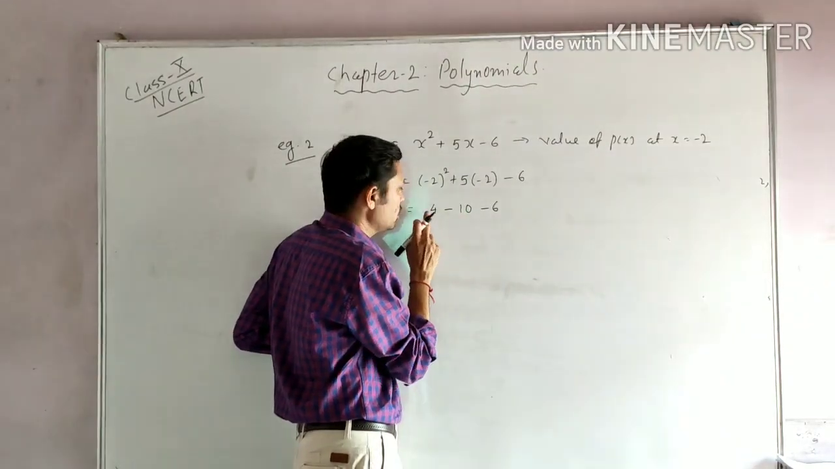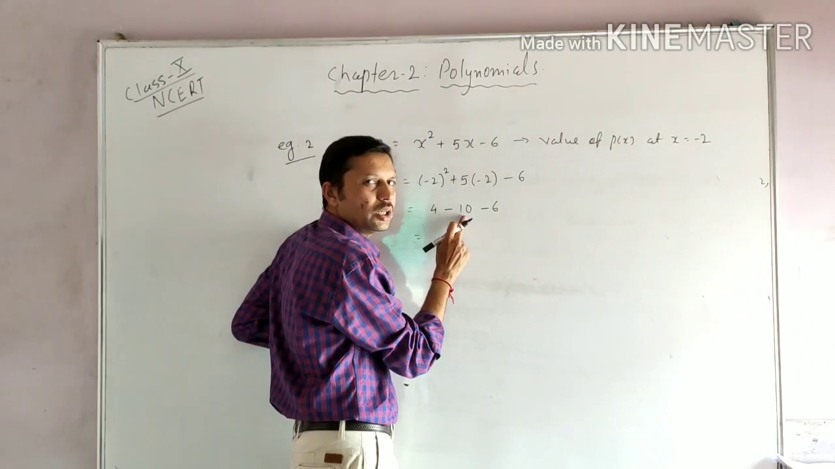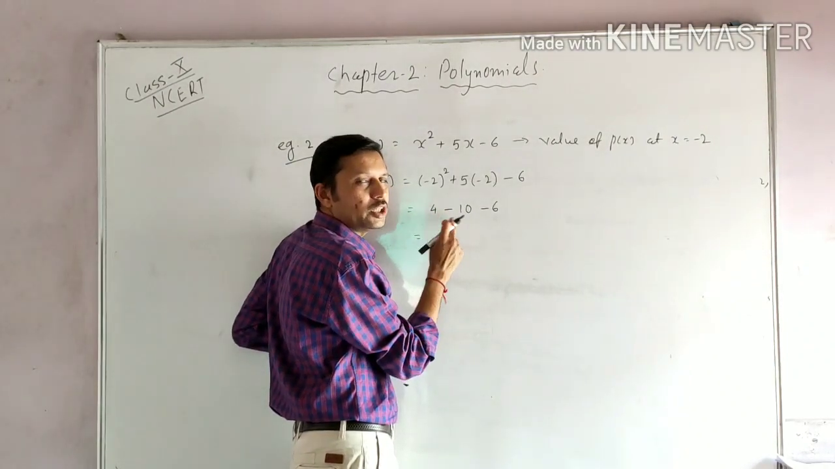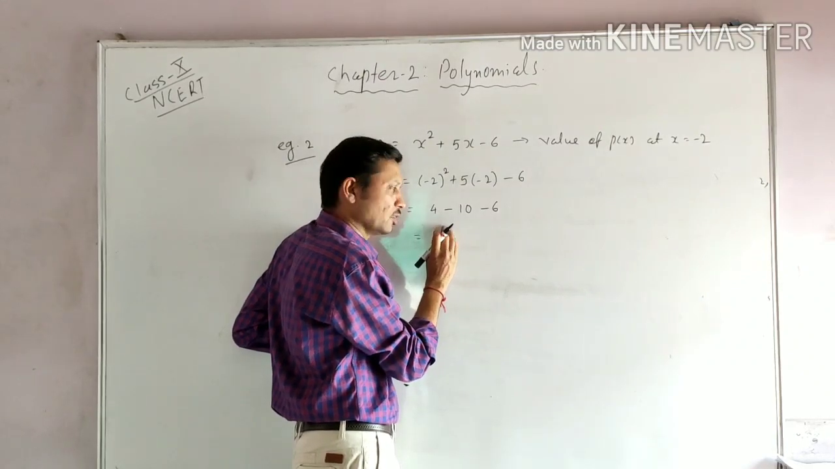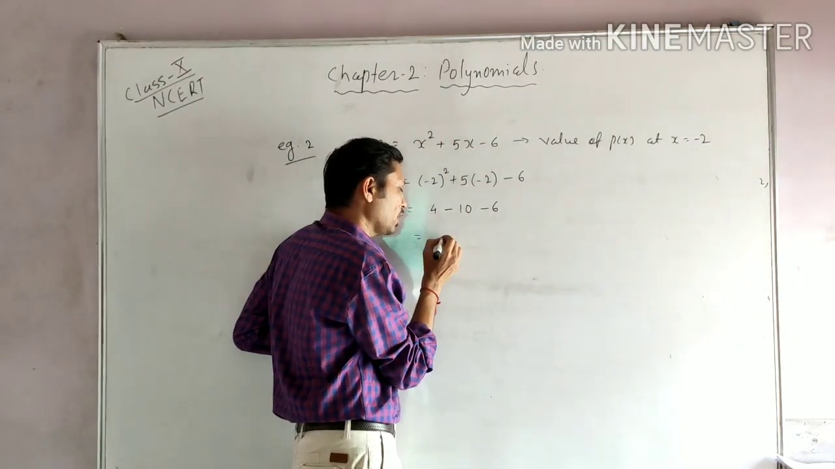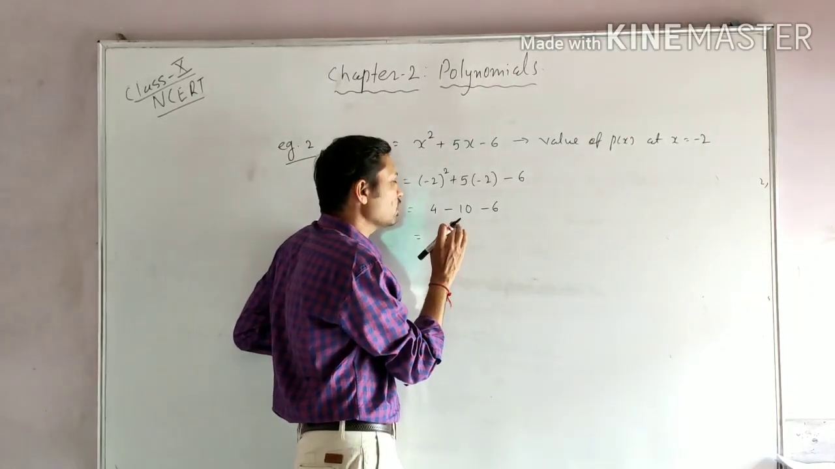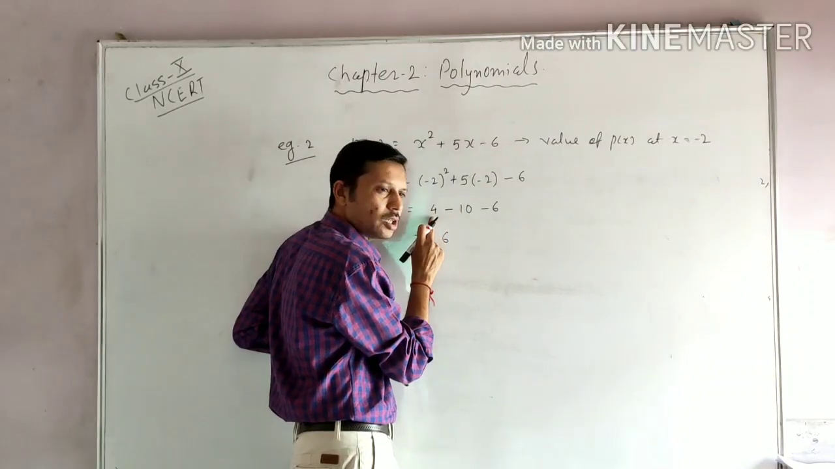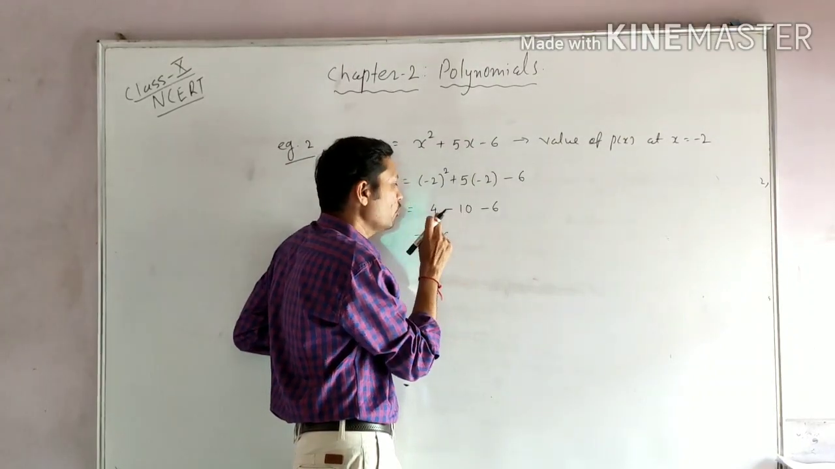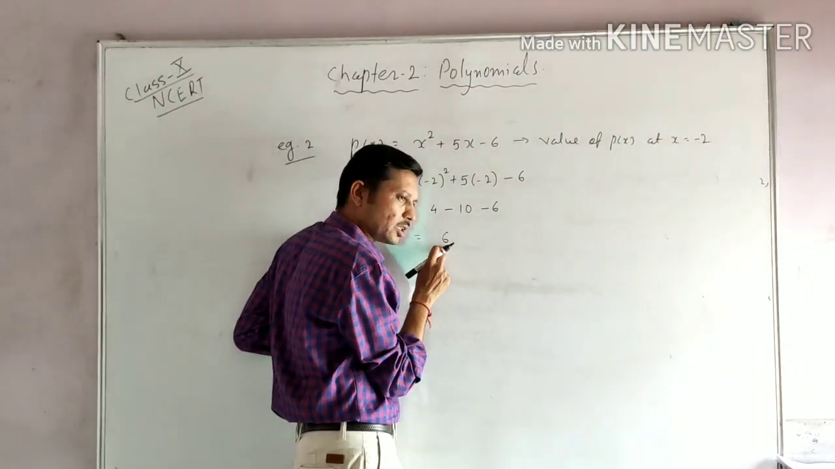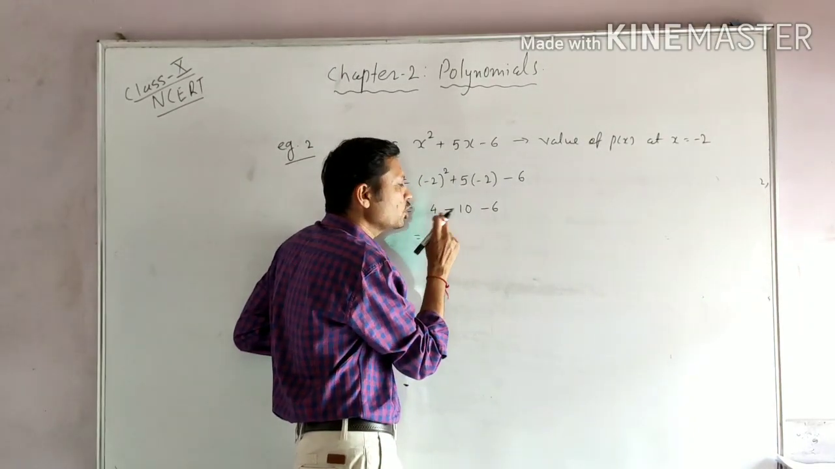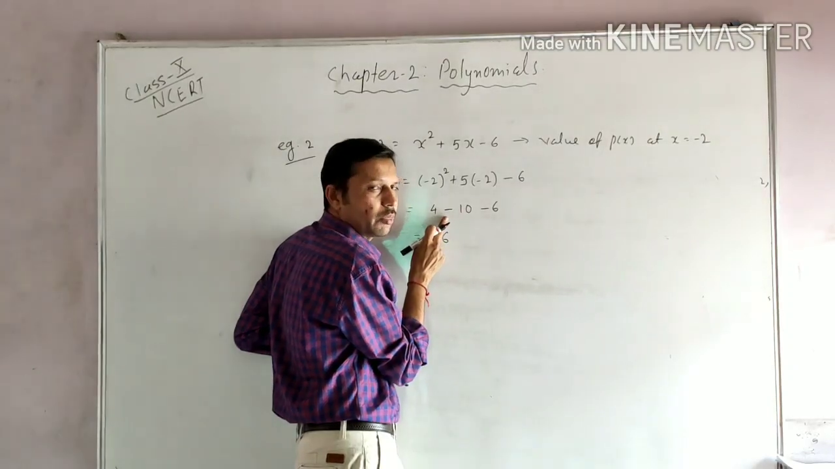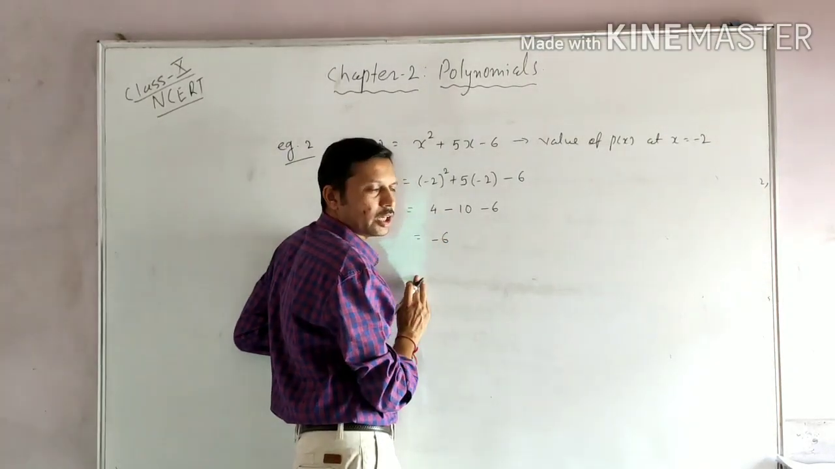So 4 and minus 10. This one is positive, this one is negative. When 2 numbers with different signs are there, is it addition or subtraction? Subtraction. So 10 and 4, the subtraction is what? 6. Simply do the subtraction. Don't do it like 4 minus 10. Simply greater number minus smaller number. So from 10 when I subtract 4, I get the answer 6. Now take the sign. In both numbers, who is greater? 10. So what is the sign of 10? Minus. So my answer is negative.